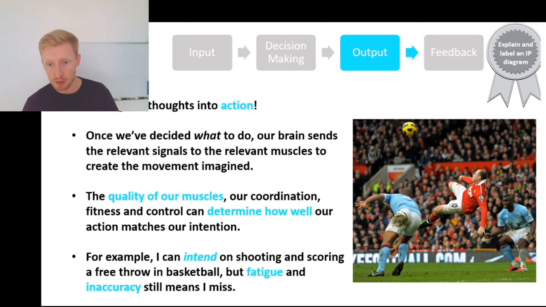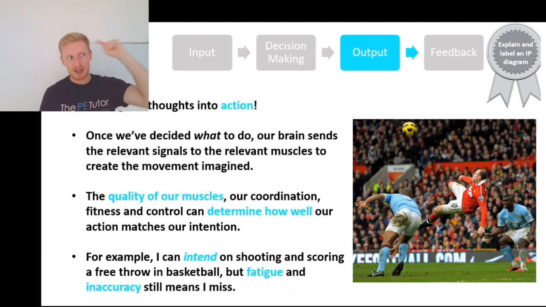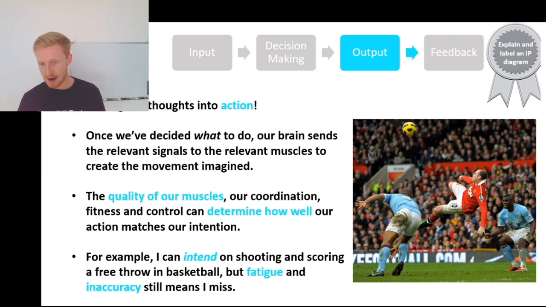So, an example, you could intend to shoot a free throw in basketball, you could want it to go in, you can see yourself scoring, you've scored it loads of times before, but you shoot and you miss. There must be a reason for that. Because if you can see yourself scoring and you've scored from there before, why didn't you score this time? There must have been some level of variation between what you were thinking of trying to do and then what you actually did. So output didn't match your intention.